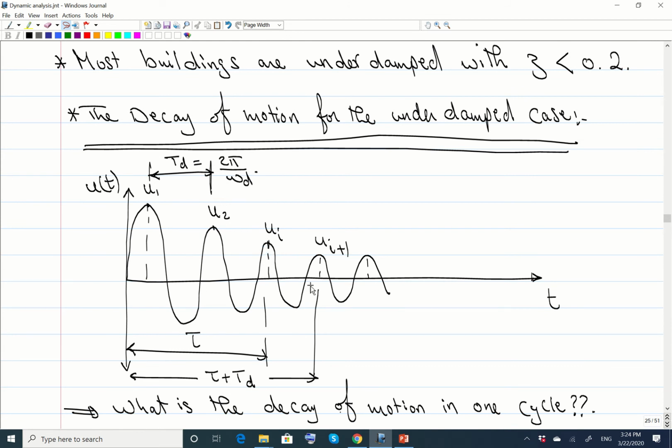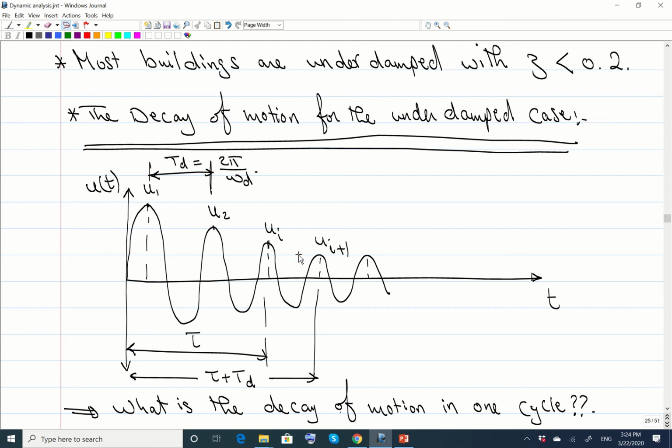The next peak will be u i plus 1, the peak of the cycle i plus 1. The time in between those is the period, the time it takes the structure to do a complete cycle. We said that the period for a damped motion is T d, which is 2 pi divided by omega d, the frequency of the oscillation. So if this is tau, the time for the next peak is tau plus T d. This is u i and u i plus 1.